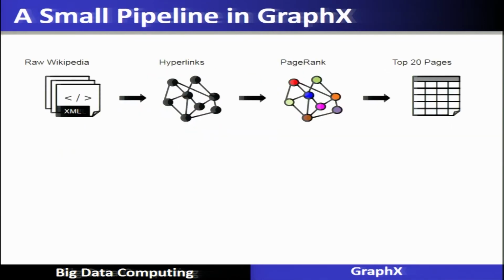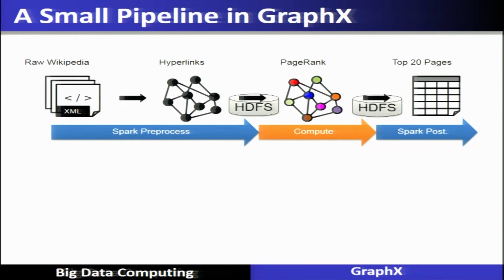Let us come back and see that we can also build a small pipeline in GraphX, and this pipeline can be optimized to get better performance. The pipeline starts with Spark processing: Spark preprocessing takes the raw Wikipedia data, converts it into a hyperlink graph, uses the graph system to compute PageRank, and then performs Spark processing to capture the top 20 pages.